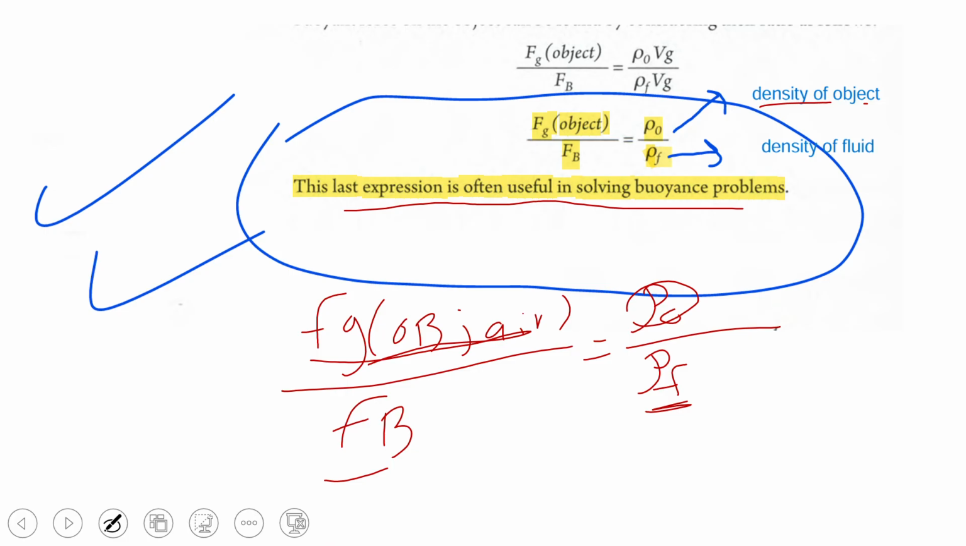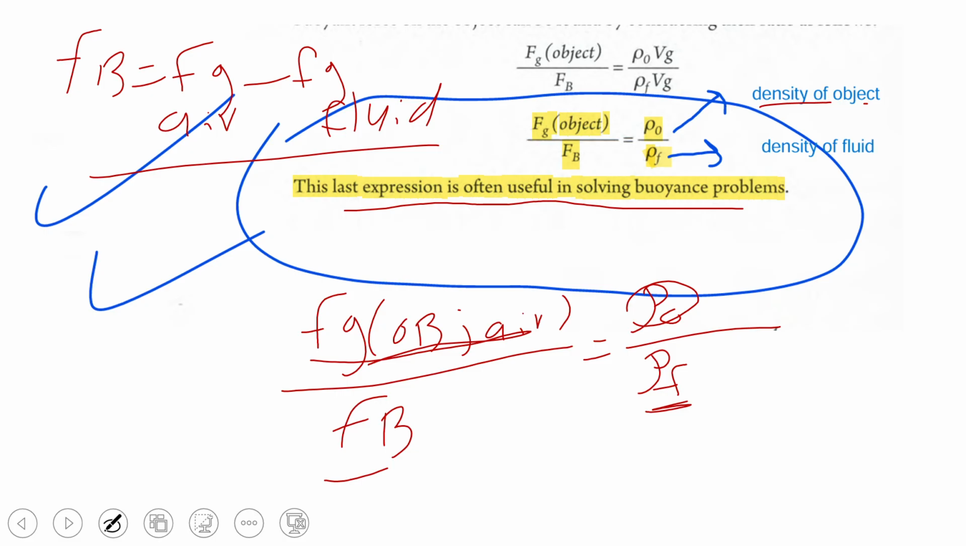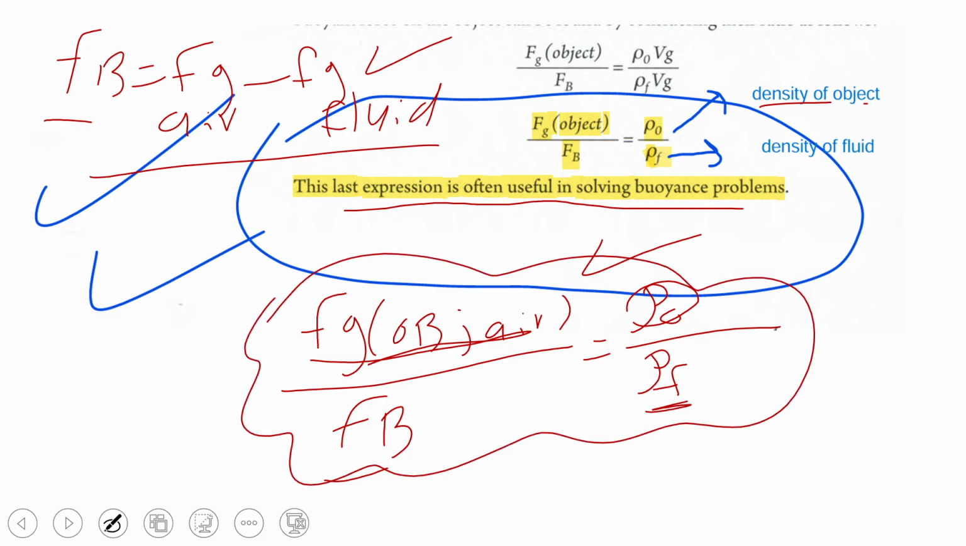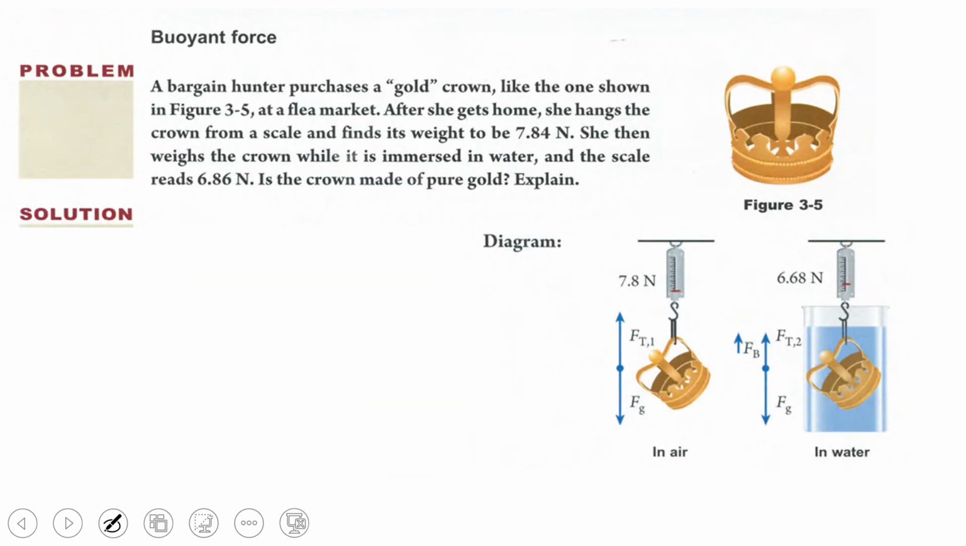So we have this rule and another rule of the buoyant force. We say that buoyant force is equal to what? Fg of the object in air minus Fg of the object in fluid. In this lesson it is important to memorize just these two rules. Buoyant force Fb is equal to Fg object in air minus Fg object in fluid, and Fg object in air over buoyant force equals the density of the object over the density of the fluid. These are the general rules in this lesson. Let me solve some examples now. Okay.